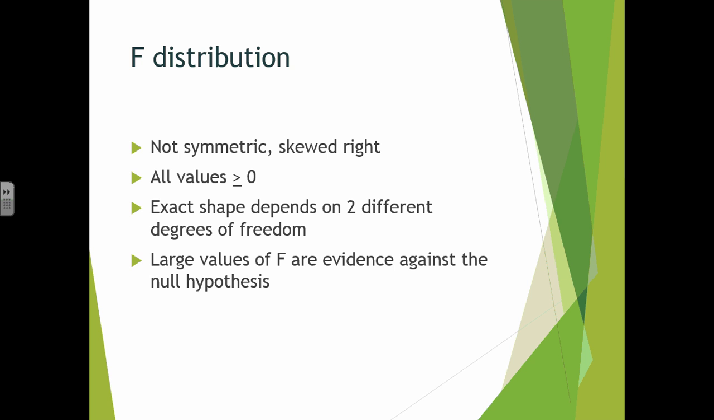Now, the F distribution is similar to the chi-square distribution that we saw when we did the one sample variance. It is not symmetric. It's skewed right like the chi-square, so all the values are positive. And the exact shape depends on two different degrees of freedom. Large values of F are evidence against the null hypothesis.